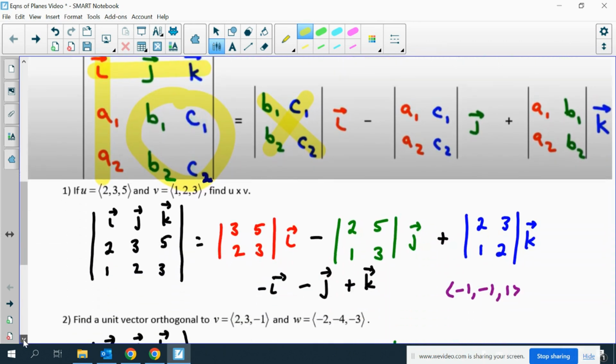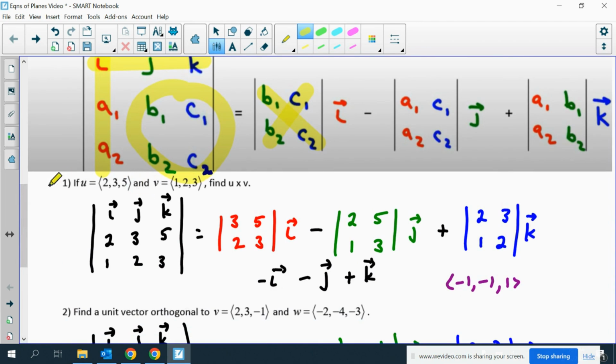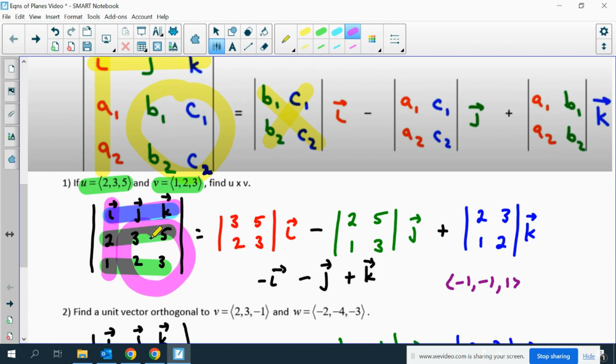So here's an example one more time to find the cross product of two vectors. If I have vector u and vector v, I take u, put it here, I take v and put it here, and then I put i, j, k up top. If I want to find the cross product, I put i, eliminate the row and column that it's in, then I take the determinant of 3, 5, 2, 3. That's 9 minus 10, so I get negative 1. So negative 1i. And then likewise, I do it for j and k.